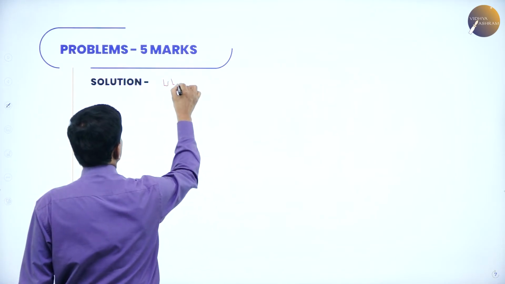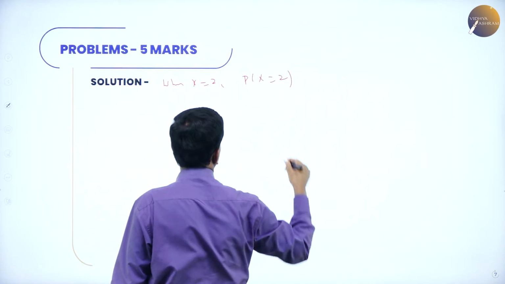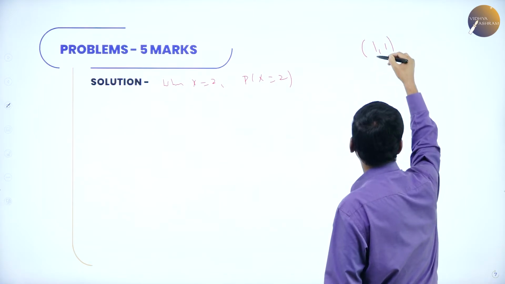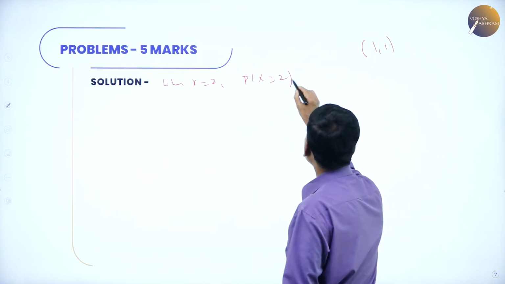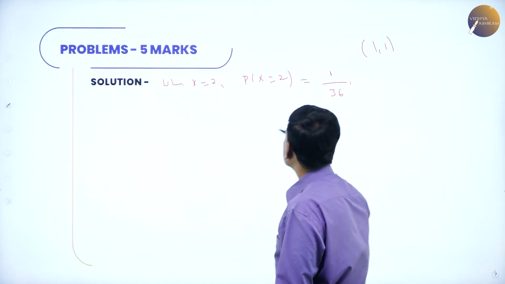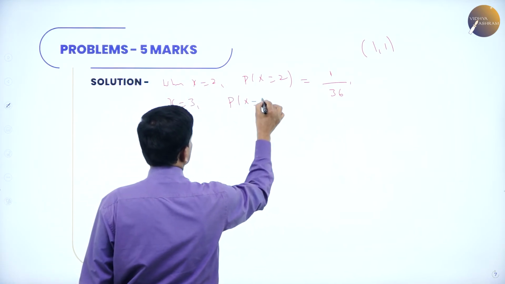Now when X is equal to 2, that is probability of X is equal to 2. Here the sum of the two numbers is 2, which means the possible event is 1 comma 1. 1 plus 1 is 2. So therefore probability of this is 1 divided by 36. Suppose X is equal to 3, probability of X is equal to 3.